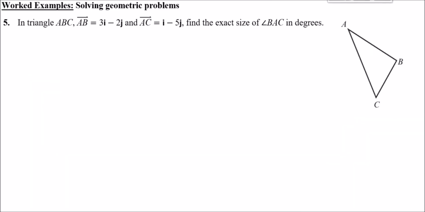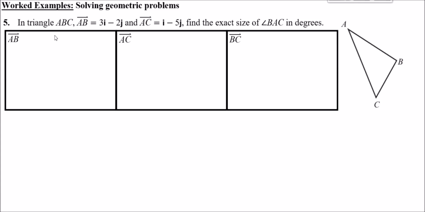Final worked example, last but not least, solving this triangle problem. So we have triangle ABC, vector AB is 3i minus 2j, AC is i minus 5j, and we need to find the exact size of angle BAC in degrees. So what we're going to think about here is each side of this triangle taken separately. So AB, AC, and BC.